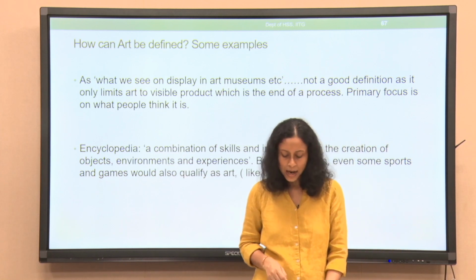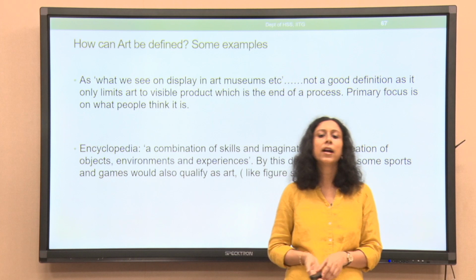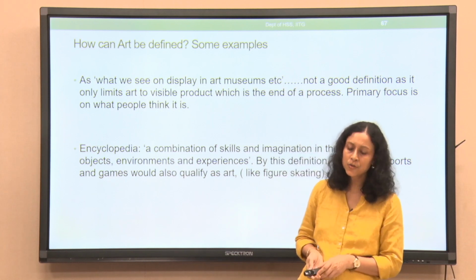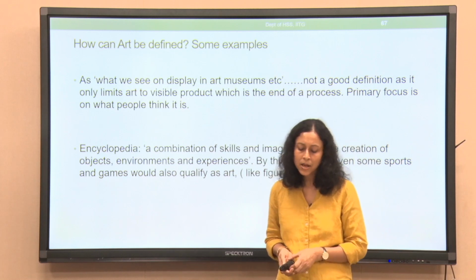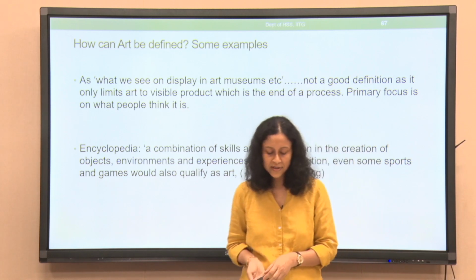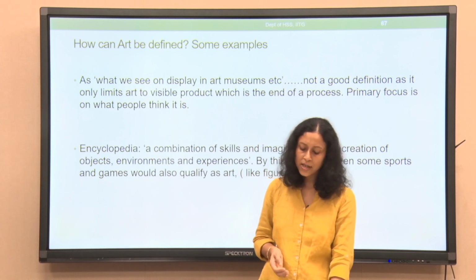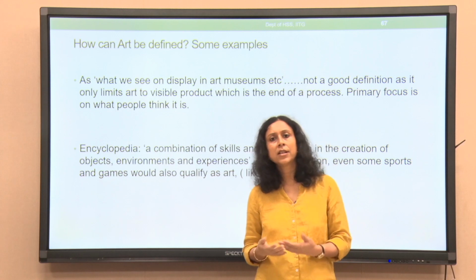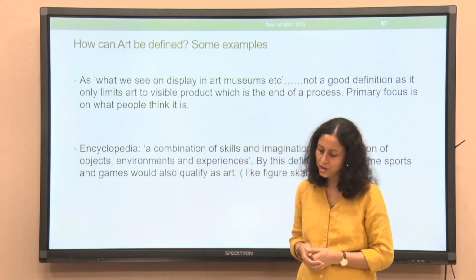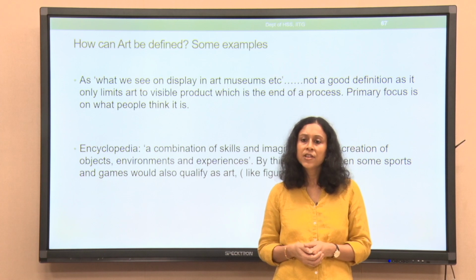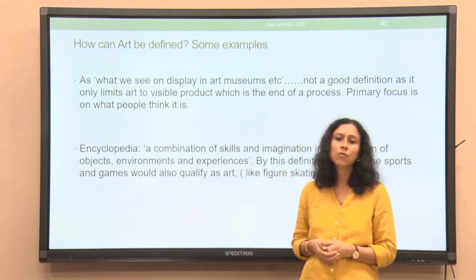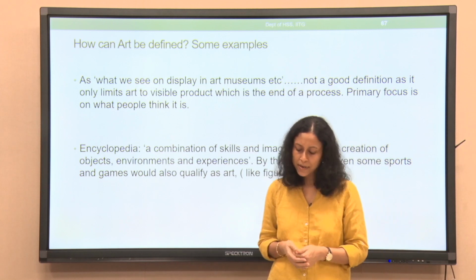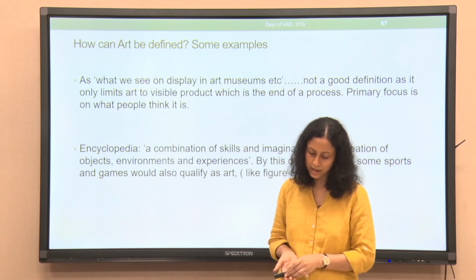So, coming back to art, the category of art, how do we define art? If you go to dictionaries and other sources of information, these are some of the definitions that you might encounter. What we see on display in an art museum is a very rudimentary, very basic definition of art, but it is not a good definition because it limits art to a visible product, which is the end of a process. So, the primary focus is on what people think it is.